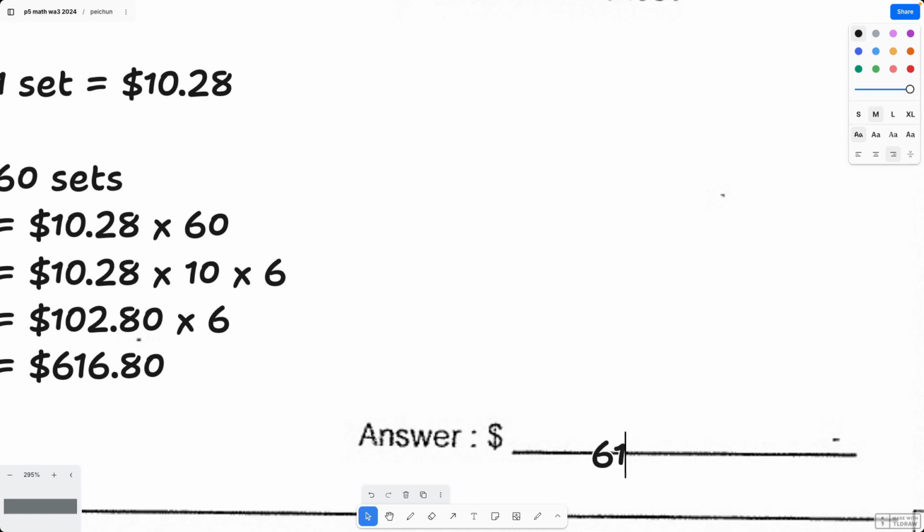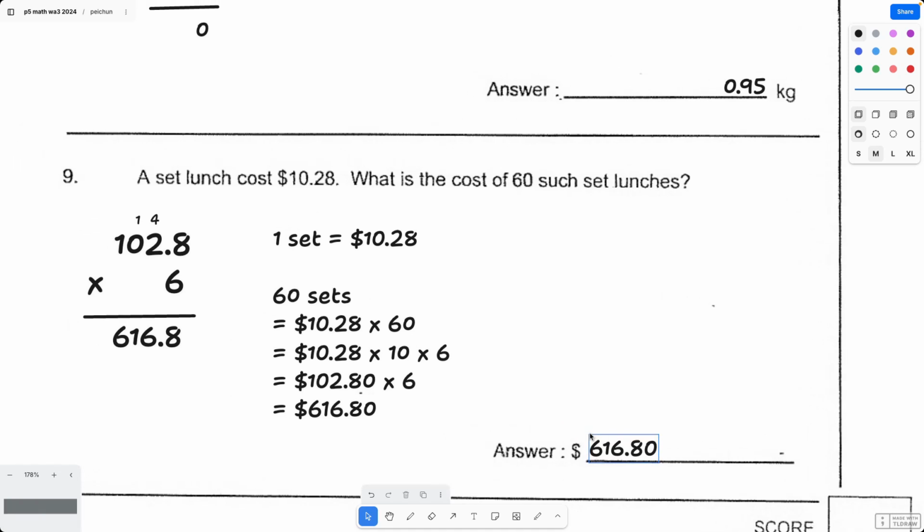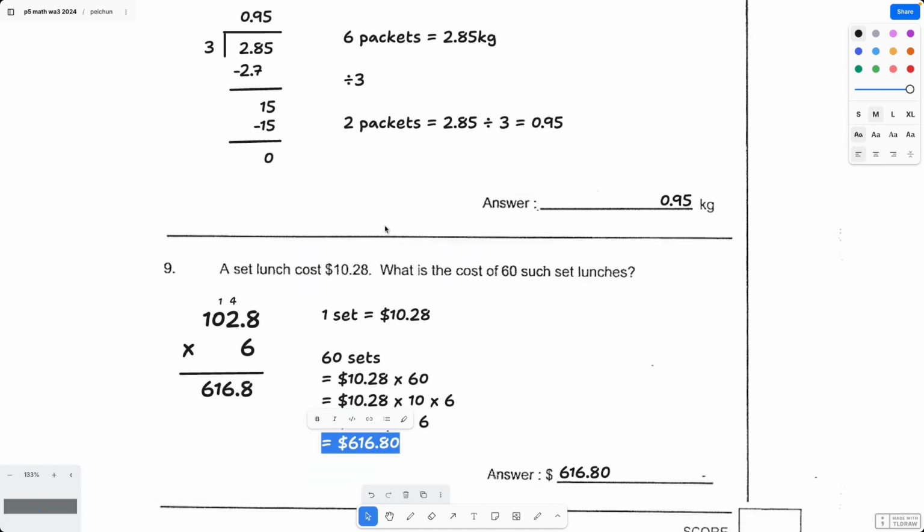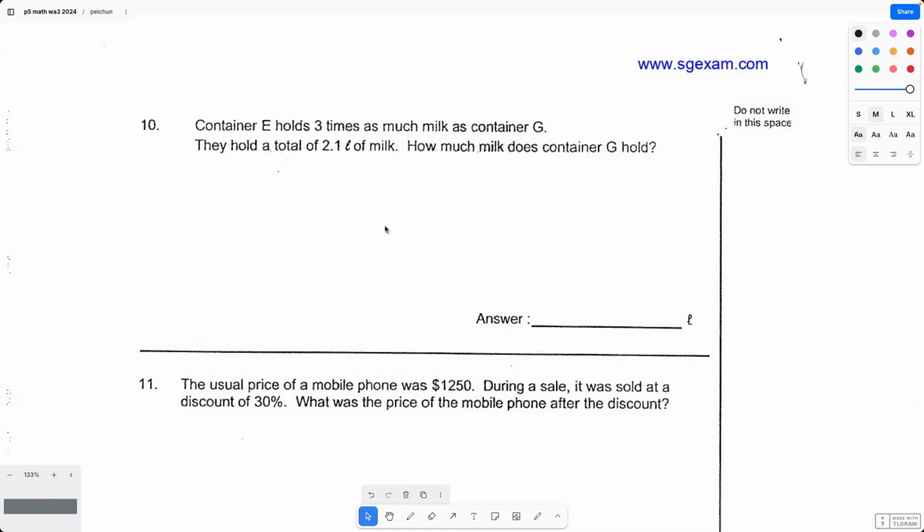Okay, 616.80. So make sure to add the zero at the end because we are trying to indicate it is dollars or money. Okay, that's it for question 9. Let's move on to question 10.